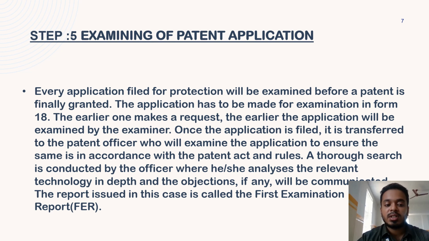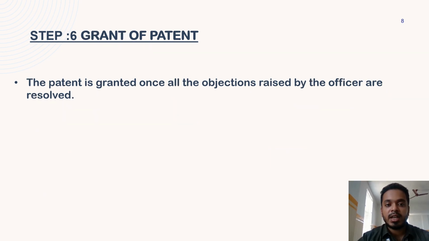A thorough search is conducted by the officer, who analyzes the relevant technology in depth, and the objections, if there are any, will be communicated to us. This report filed by the examiner is called the FER, which is nothing but the First Examination Report. The final step is grant of patent. The patent is granted once all the objections raised by the officer are resolved.